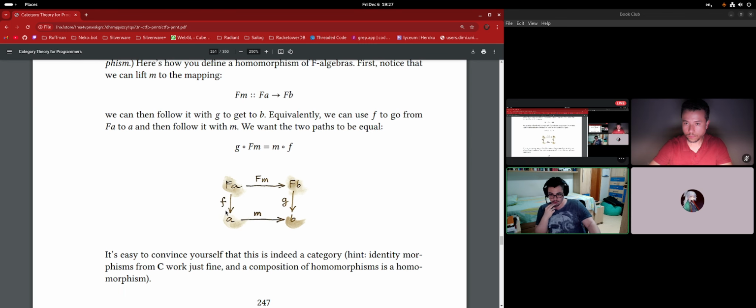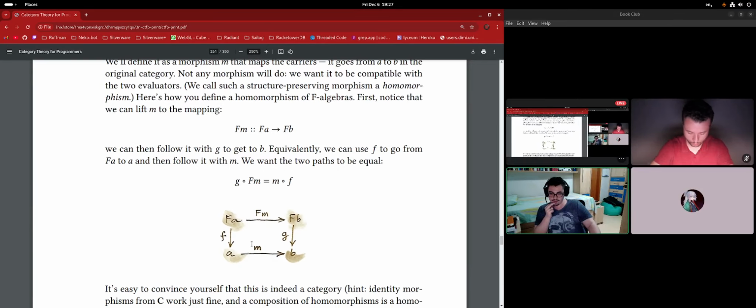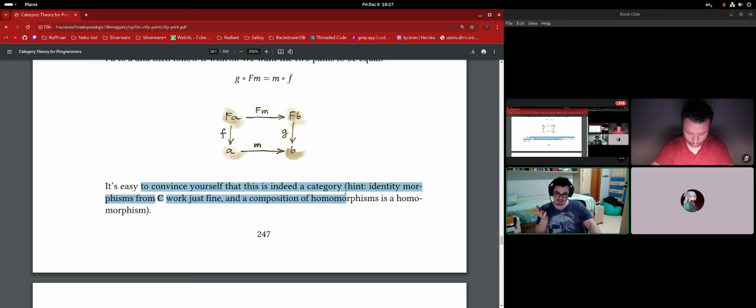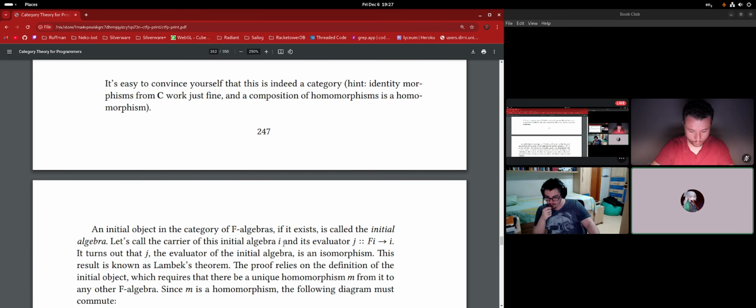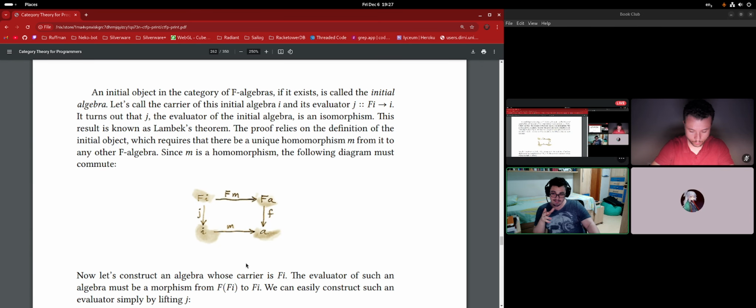So we know that with M you can go from A to B. We know that from F of A you can go to F of B lifting M, and their evaluators do the vertical ones. And well, after all of this, you are asked to convince yourself that this indeed forms a category. The identity morphism from C works just fine, and composition of homomorphisms is a homomorphism. So that's good for now. But this is where I'm going to ask questions to you, Marinho, because I don't know if I got this completely. This part.